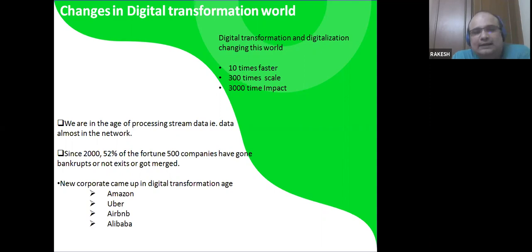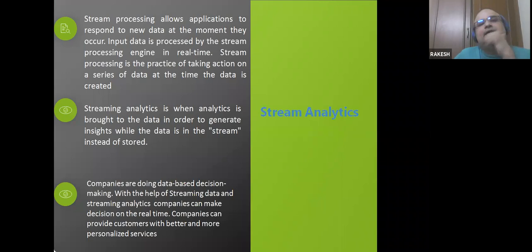In this age, the data is coming from everywhere. So now we are not thinking about processing the data after storing it for 1 week or 1 year. We process it as soon as the data is coming, immediately, on the network itself. Stream data processing is provided by almost all the clouds, Amazon, Azure, all of them.